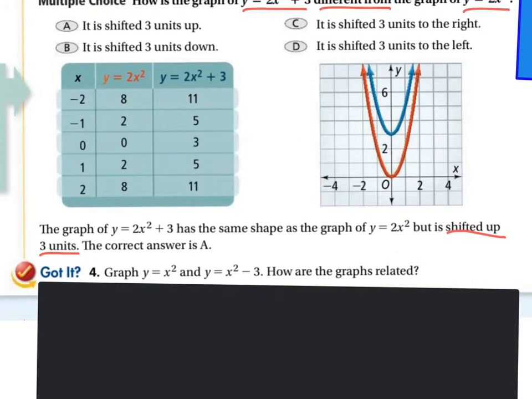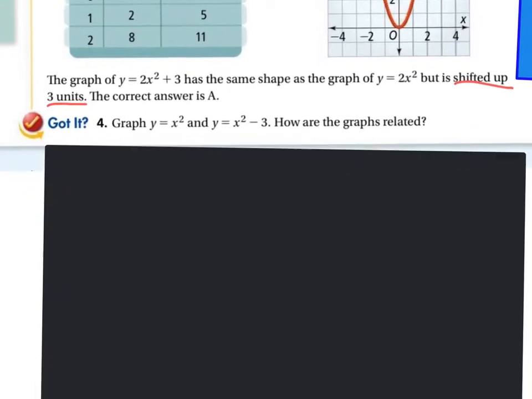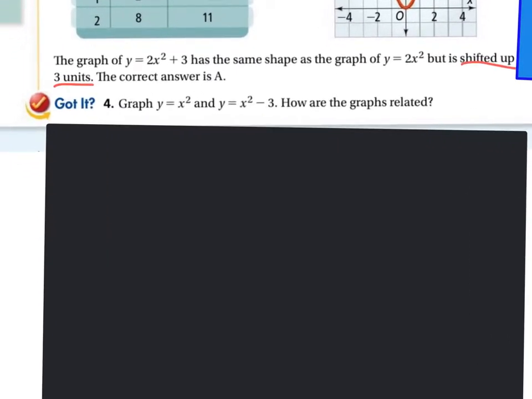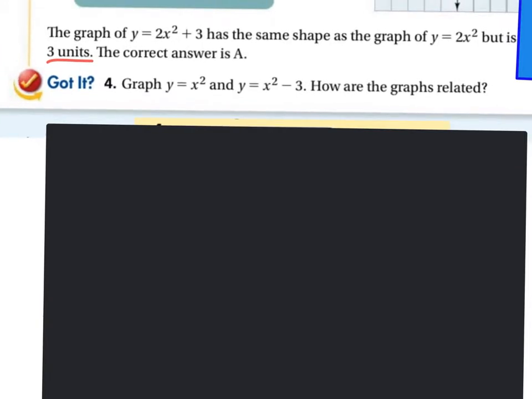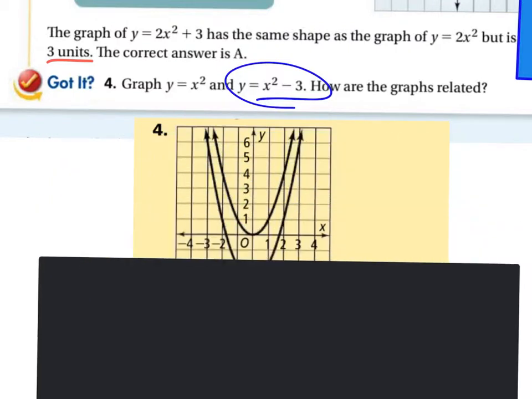So the guide at 4 asked us to graph these two graphs and tell how they're related. Without taking the time to actually graph them, let's just think about, with those equations, how that second graph is going to be shifting from the first graph to get to that point. So this will just be shifting our graph down 3 units.